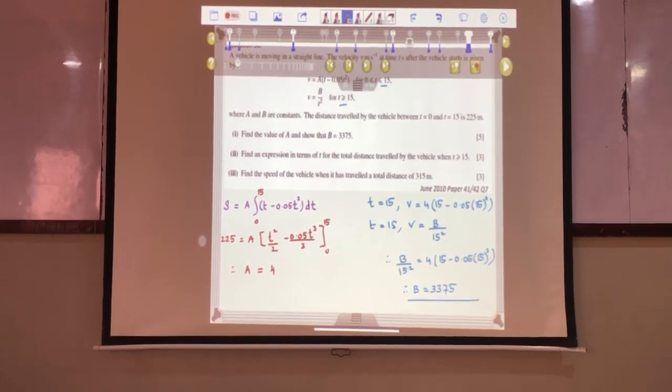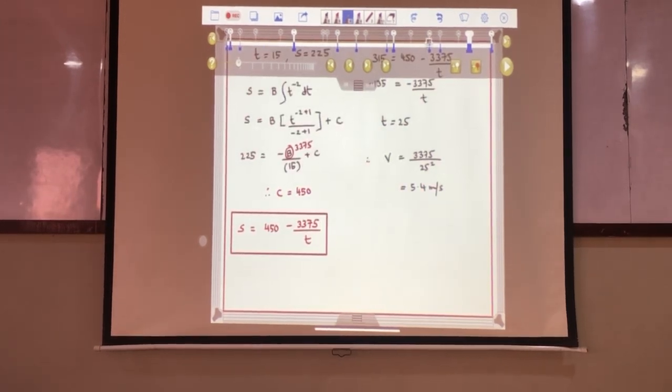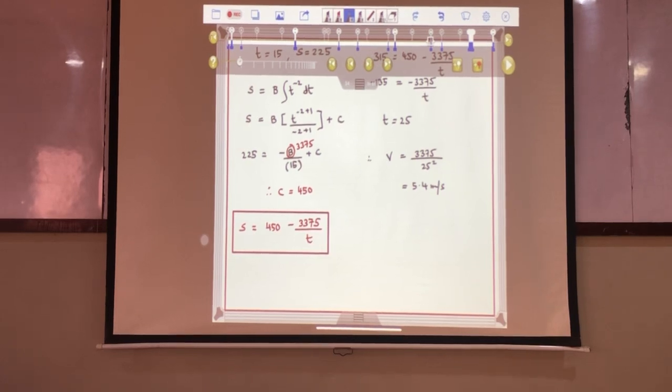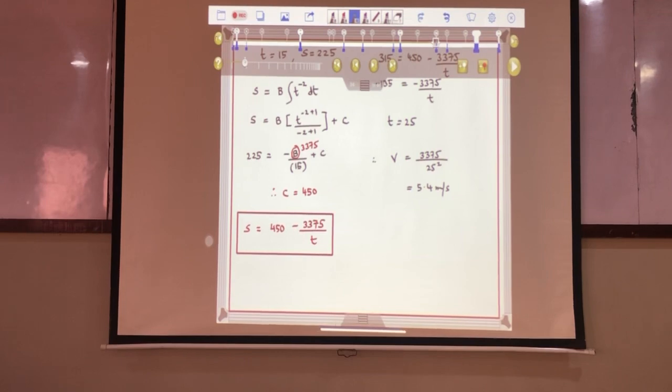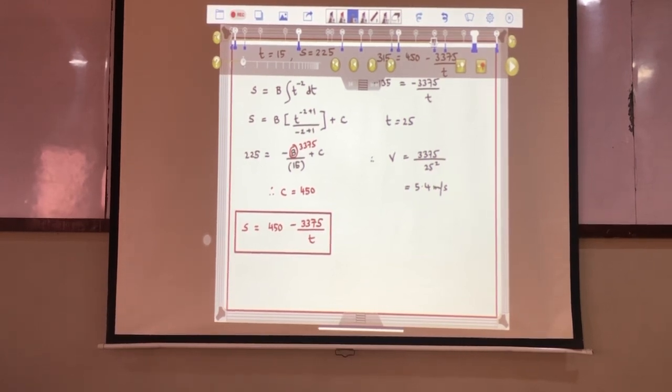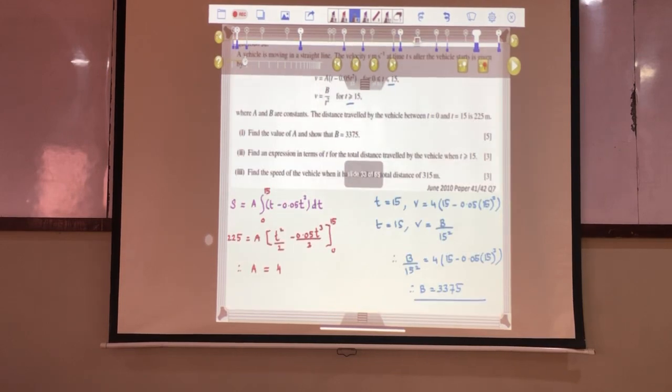So just like that November 2005 question, this June 2010 variant 1 question would be solved the same way. 315 equals the newly found expression for displacement. You find the time to be 25 seconds. Plug it in the velocity equation. You find the velocity to be 5.4 meters per second. Have a look at it.